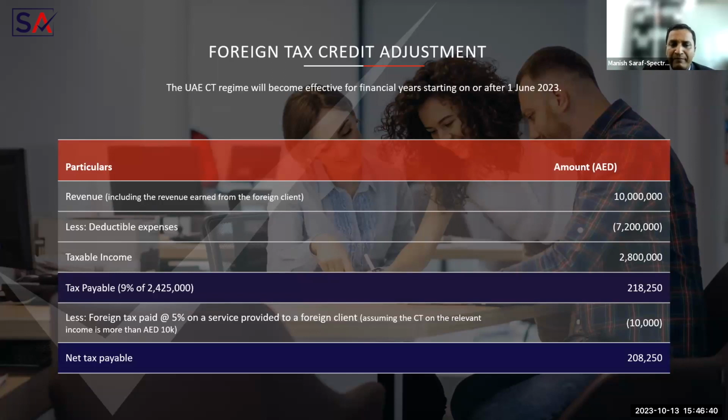So that adjustment can happen provided the tax is applicable in UAE and the company is paying something outside UAE also. So the net tax liability can be adjusted in UAE.